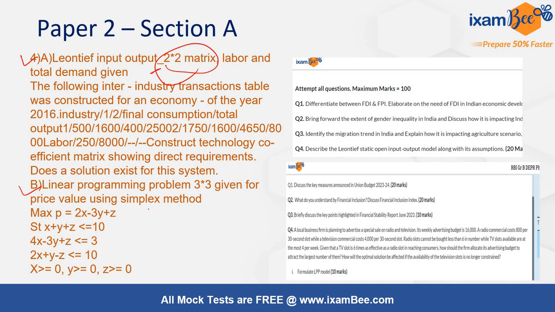Then there was a question on linear programming. It's a case of 3x3. You solve it using the simplex method, not the graphical one. Although we had covered an LPP, that one was using the graphical method. But in the exam they had asked using the simplex method. Okay, so this was there.